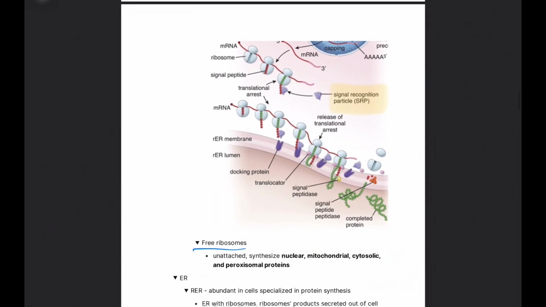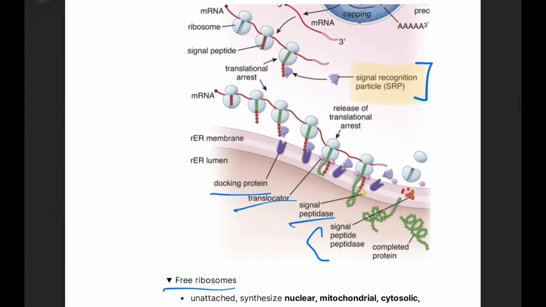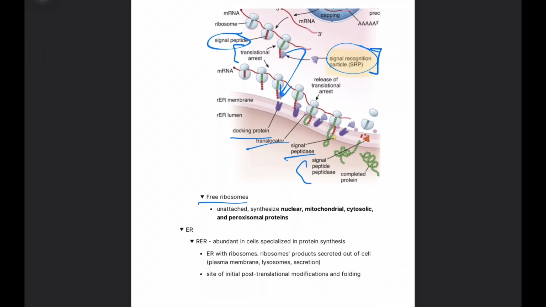So then here you have your signal recognition protein. Do you have to know there's a docking protein, a translocator, a signal peptidase, a signal peptide peptidase, and then your completed protein, your translational arrest here? Like, do you have to know all of that? No, not at all, right? Just remember signal peptide. You have your signal recognition protein that's going to bind to it, and then that's going to drag it onto the rough ER membrane, right?